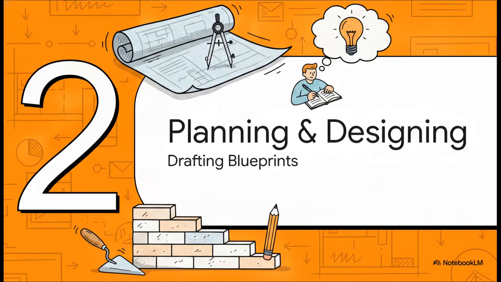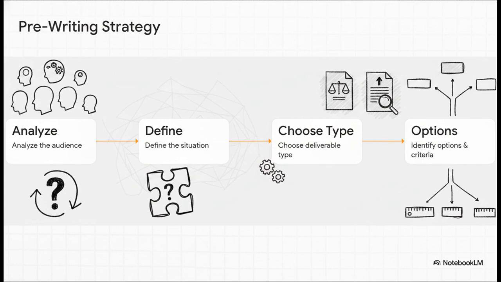All right, Section 2, planning and designing. It is time to draft your architectural blueprints. Before you lay a single brick or write a single word, you need a pre-writing strategy. It's a quick 4-step process. Step 1, analyze your audience. What's their technical background? Step 2, define the situation or the problem you're solving. Step 3, choose the deliverable type. Is this feasibility, recommendation, or evaluation? And step 4, identify your available options and the specific criteria you'll use to judge them.